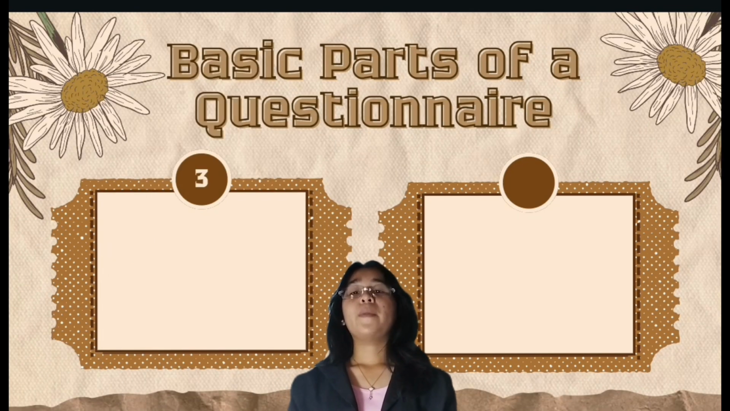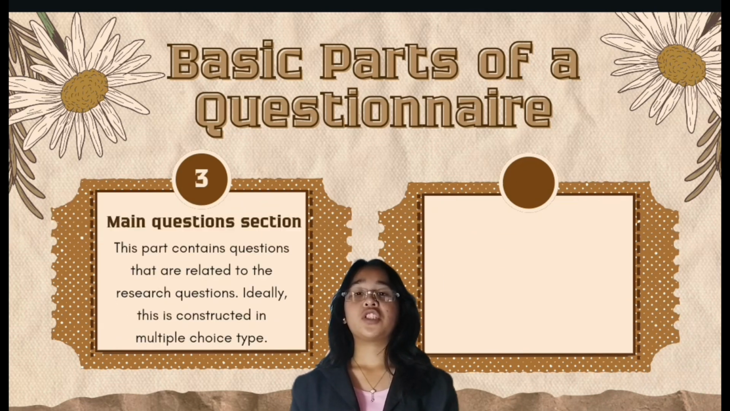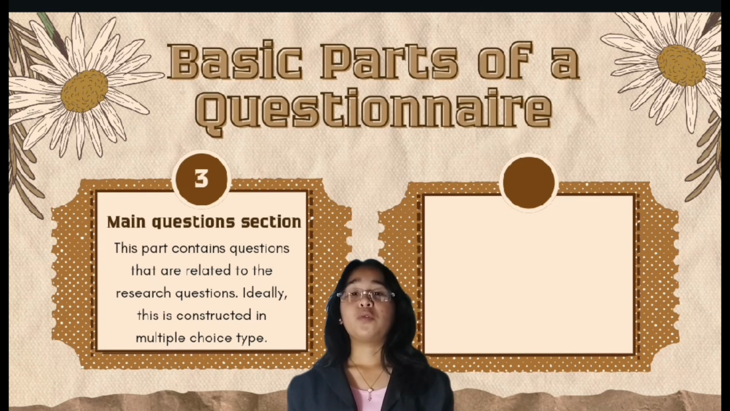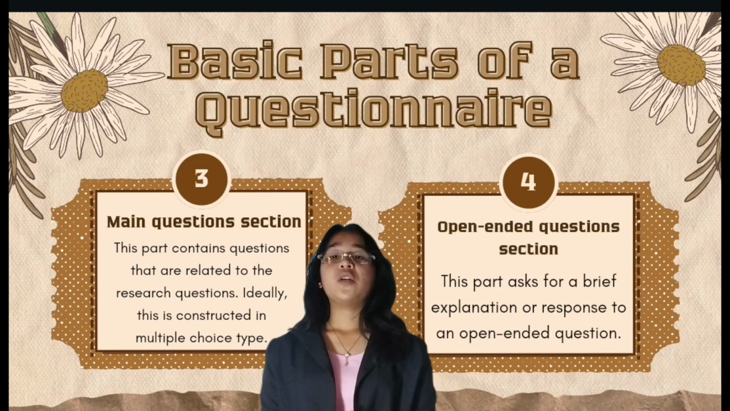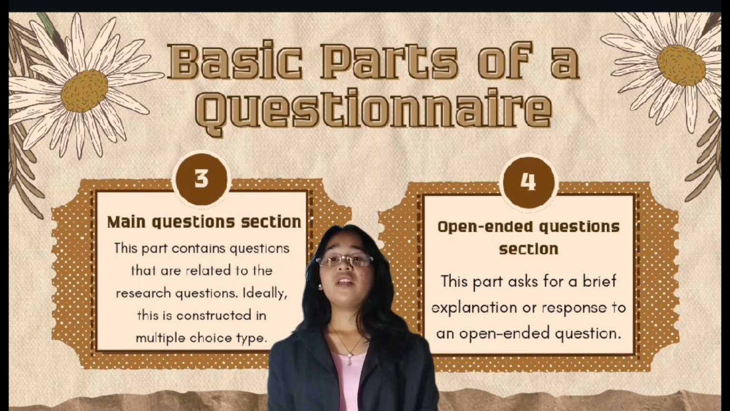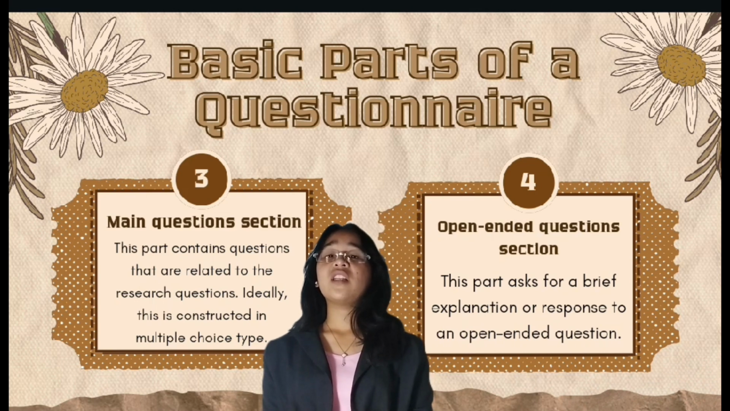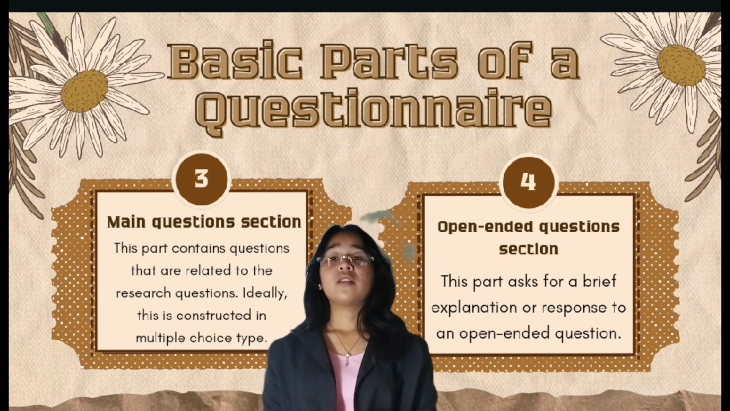Number 3. Main questions. It asks specific questions related to the research topic, often using multiple choice or rating scales. For example, how satisfied are you with our service? Number 4. Open-ended questions. It allows respondents to provide detailed, qualitative answers in their own words. For example, what do you like most about our product?